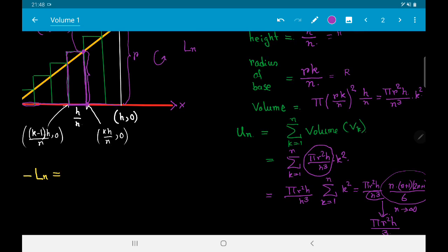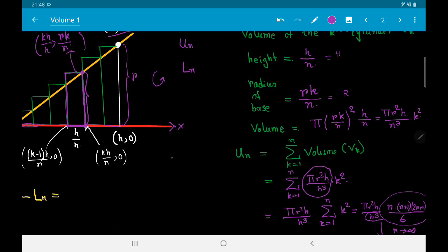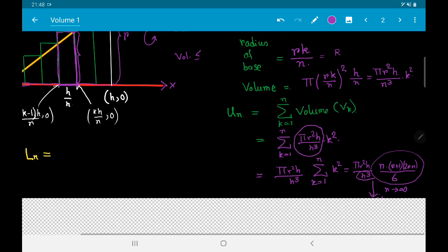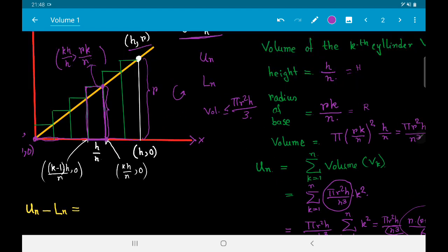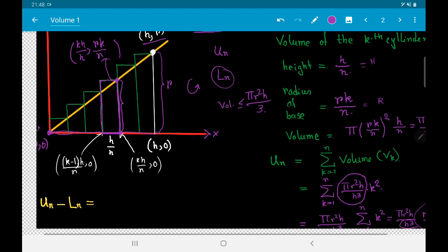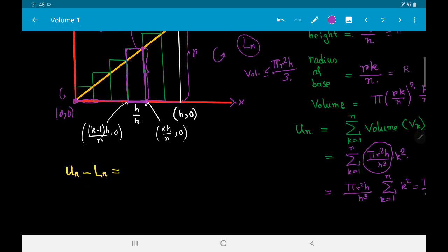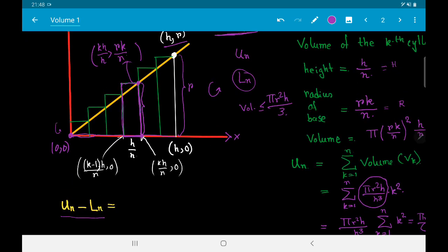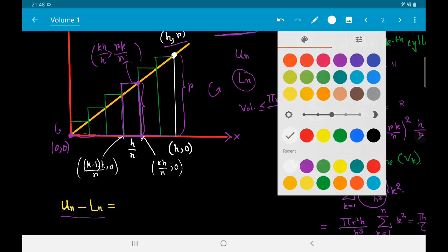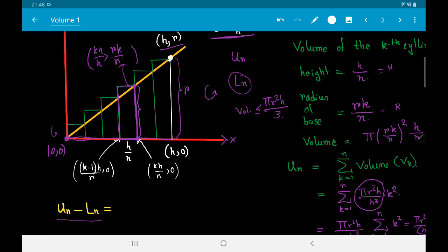Instead, what we have proved is that the volume that we are concerned with is less than or equal to pi r square h by 3. Now we want to also determine what is the quantity ln and the limit. So as we have done before, while computing the areas, we are simply going to determine what is un minus ln. So how do we go about determination of un minus ln? First we have to construct what is ln.